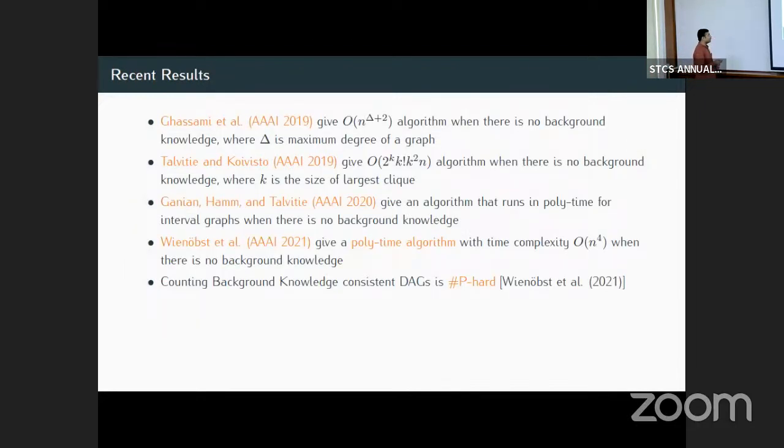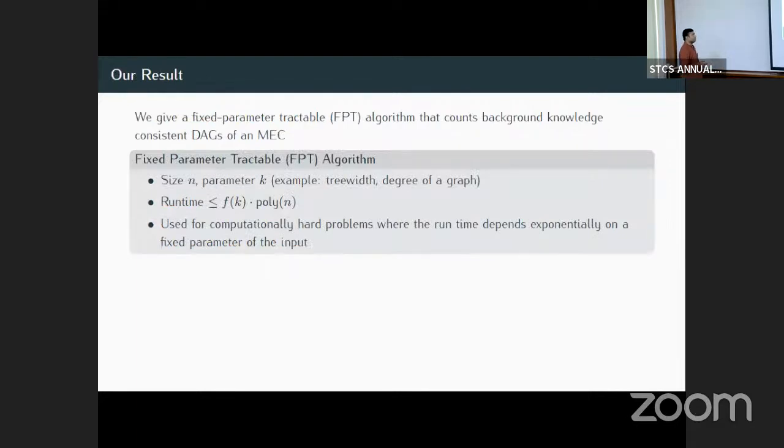There has recently been a lot of work on this problem. Finally, Wienöbst came up with a polynomial-time algorithm that counts DAGs of an MEC when there is no background knowledge given. He also showed that counting background knowledge consistent DAGs is #P-hard. So we come up with a fixed parameter tractable algorithm that solves this problem.